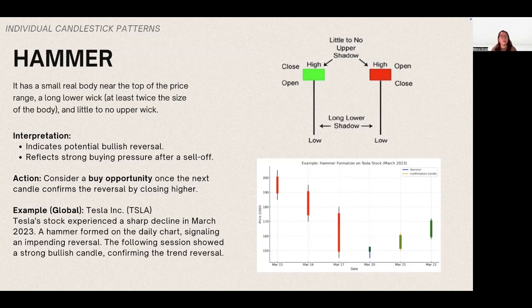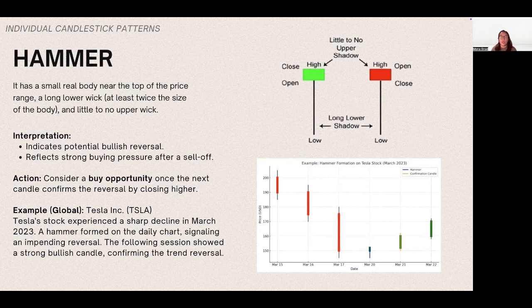Another set of individual candlestick patterns are the hammer, hanging man, and shooting star. Now, the hammer has a small real body near the top of the price range, and it has a long lower wick. The hammer is a bullish reversal candlestick pattern that often appears at the bottom of the downtrend. This suggests that selling pressure is weakening and buying interest is growing. Therefore, if you see a hammer during a downtrend, it could be a buy opportunity, especially if the next candlestick confirms the upward movement with a bullish close.